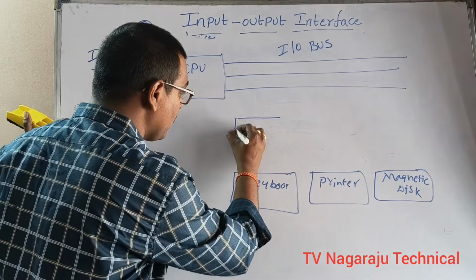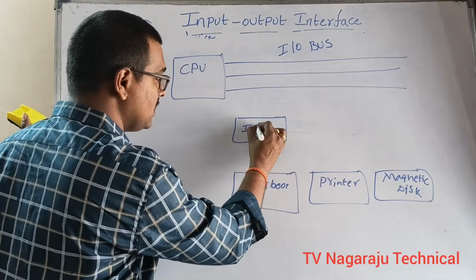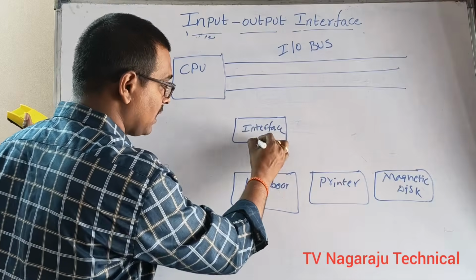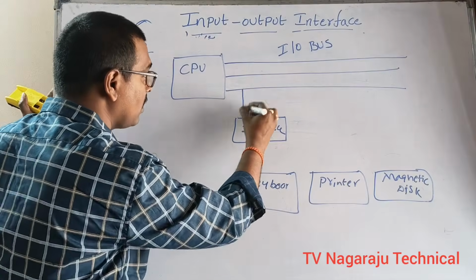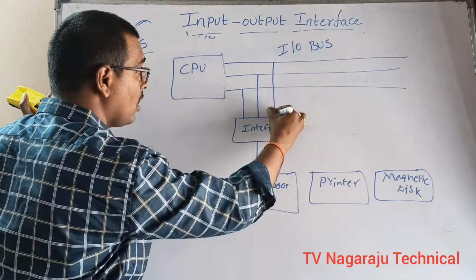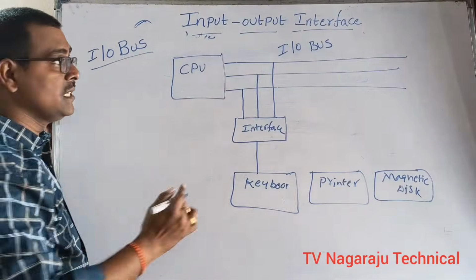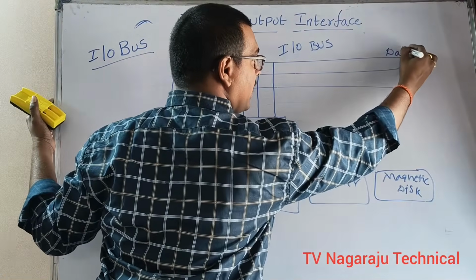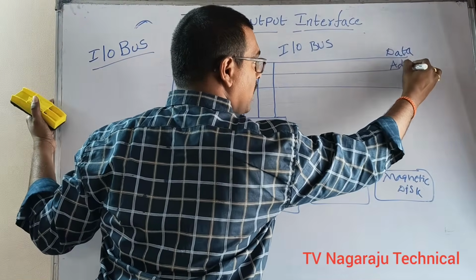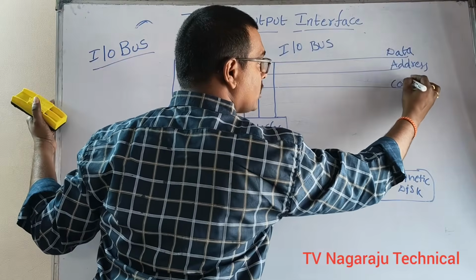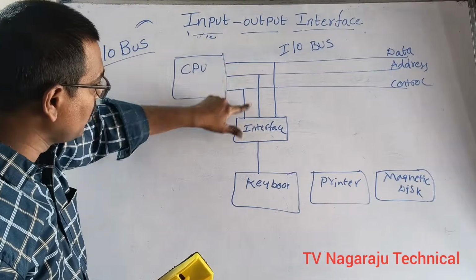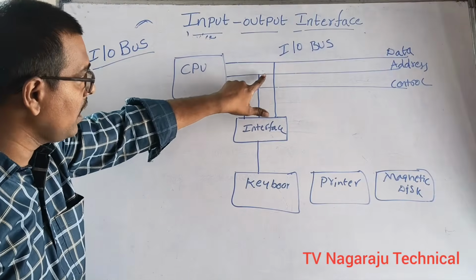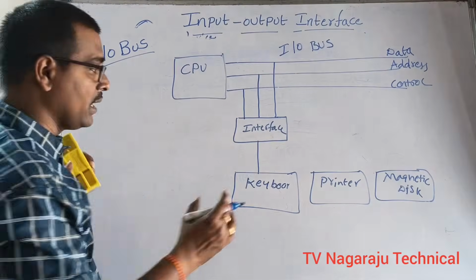So one interface is created. This is the interface that connects the CPU to the peripheral. Now what are these three lines? The first one is called the data line, the next one is the address line, and the next one is the control line. Now the interface is connected to all the data line, address line and control line.